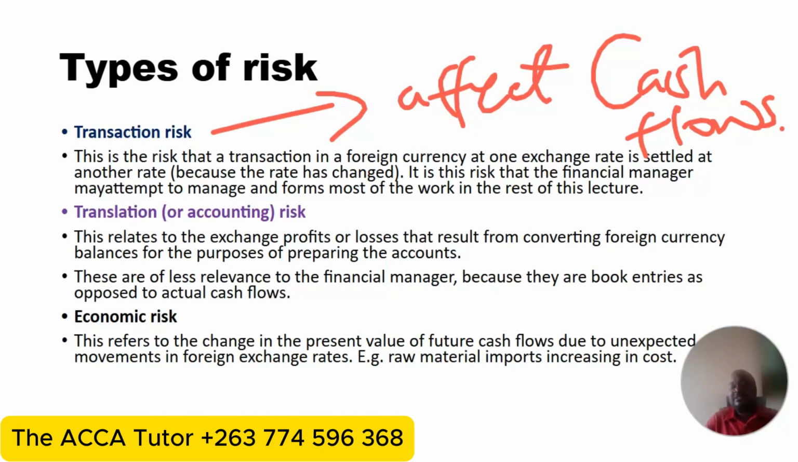Now, somebody might be confused and say, but how come the translation risk is called accounting risk when actually the financial managers are not usually bothered about it? The truth is they are also bothered, but in terms of cash flows, this risk is only a risk on paper, right? It's a risk in the accounts of the business, but not in the bank of the business.